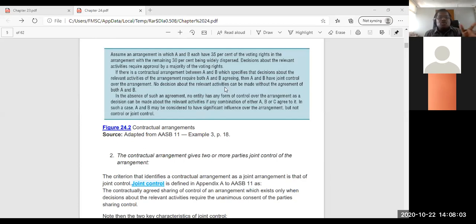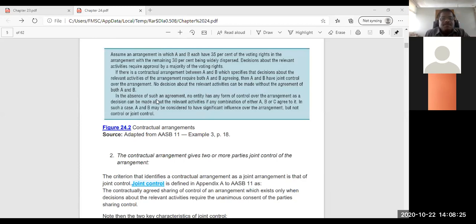Then A and B have joint control over the arrangement. Then only we call it joint control. No decision about relevant activities can be made without the agreement of both A and B. No decisions can be finalized without the consent of these two parties. That's the joint control meaning.